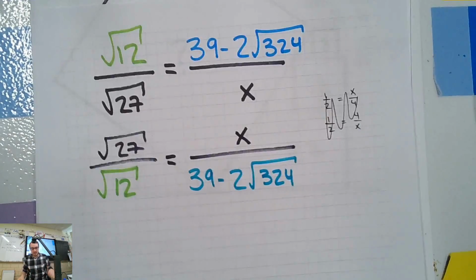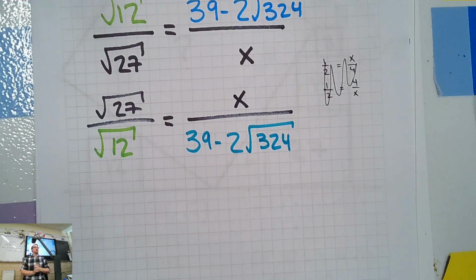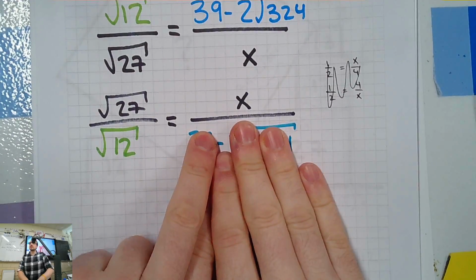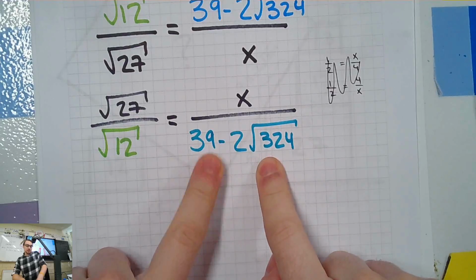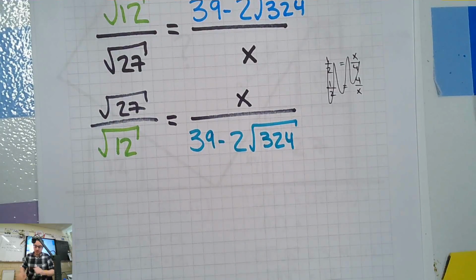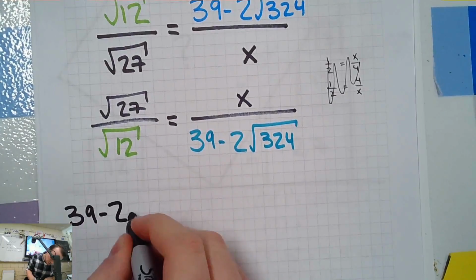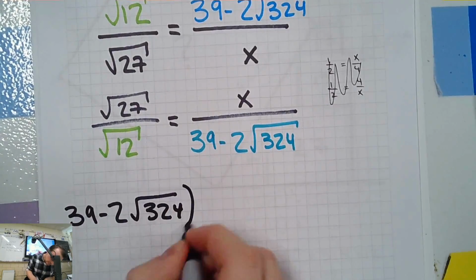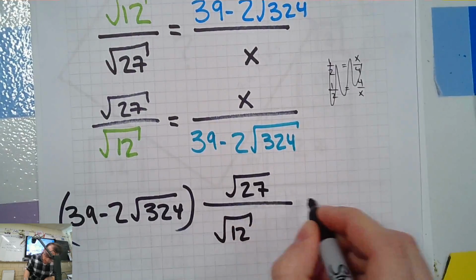All right, that's an easier problem to solve. It's not easy, but it's easier. How do we get x on its own? If there was a 2 under here, just a 2, you multiply by 2, right? We're going to multiply by all of this. You need to wrap it in parentheses because there are two ideas here, with a minus sign separating two different terms. So what we end up getting is this: 39 minus 2 root 324, times root 27 over root 12, equals x.